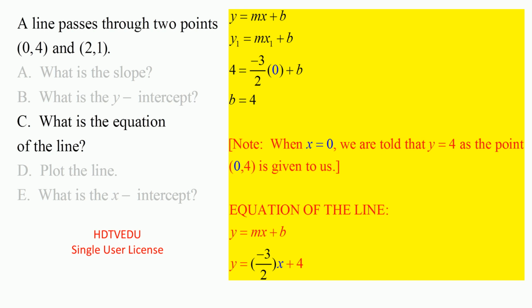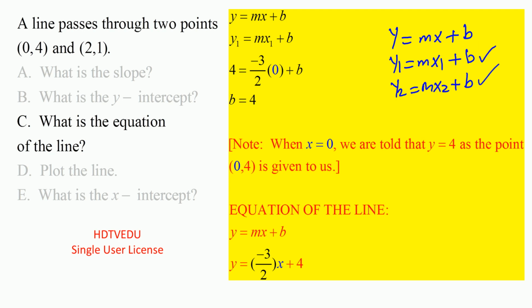Part C. We have the 2 points. Now we already know what the slope is. All right. So y is equal to mx plus b. And if that is true, then y1 should be equal to mx1 plus b, and y2 is equal to mx2 plus b. So we have x1, y1, we have x2, y2. You either use this to solve for b or use this to solve for b. Either way, you get the same b.